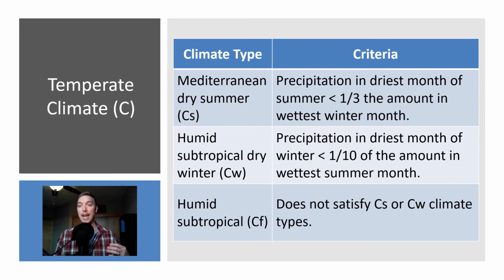So the CS includes CSA and CSB subtypes. CW includes CWA, B, and C subtypes. CF are described as CFA, humid subtropical climates that are moist all year, and B and C climates, which are marine west coast climates with mild to cool summers.